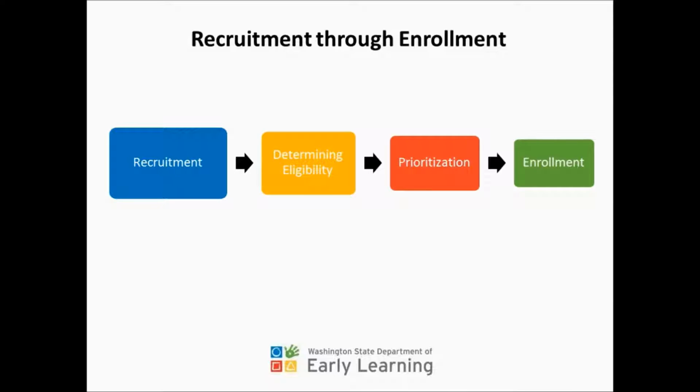Enrolling children and families into ECAP is a process. It begins with recruiting potentially eligible children in your community. Next is determining if the child is eligible for ECAP, followed by prioritizing all eligible children, and then finally enrolling according to priority and how many funded slots you have.